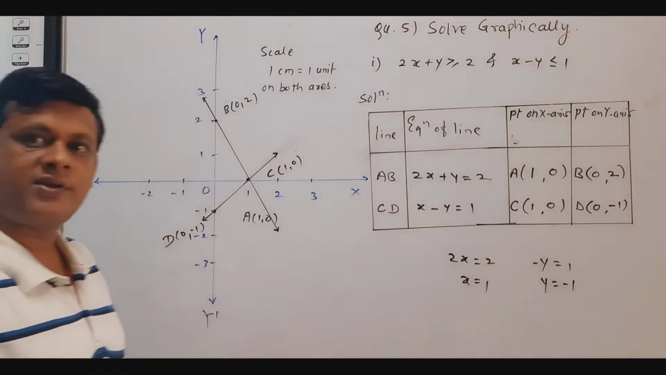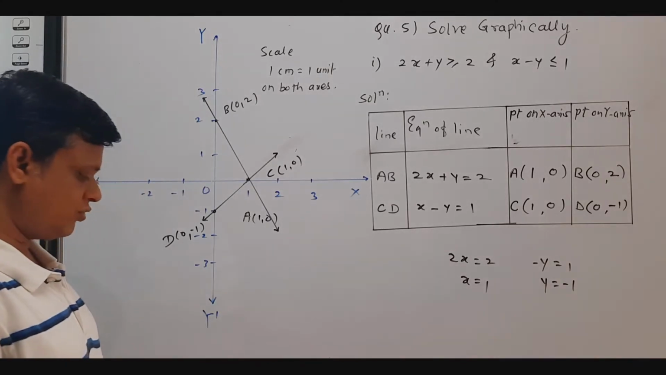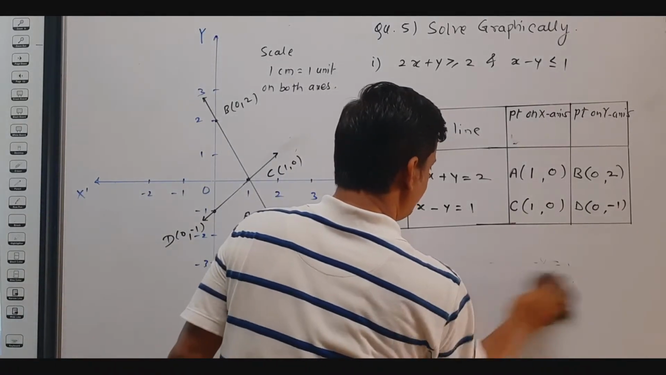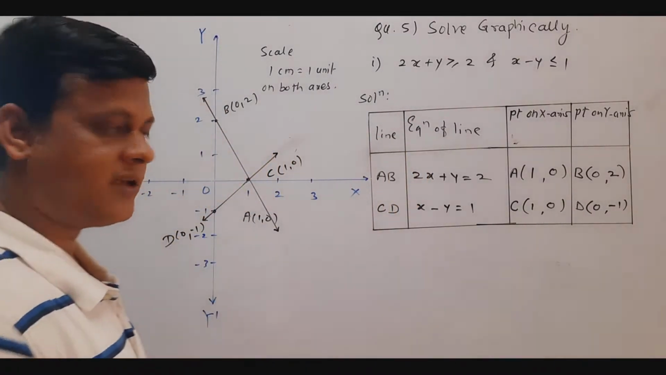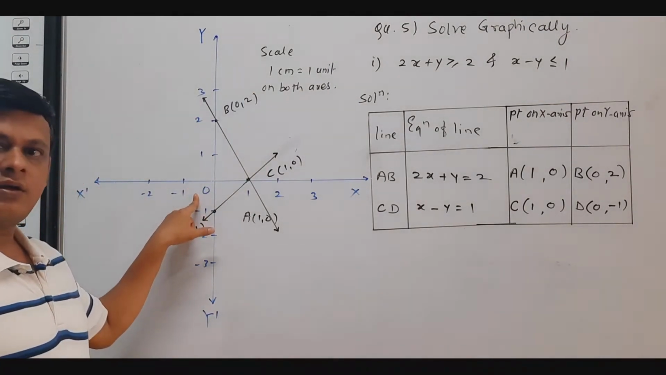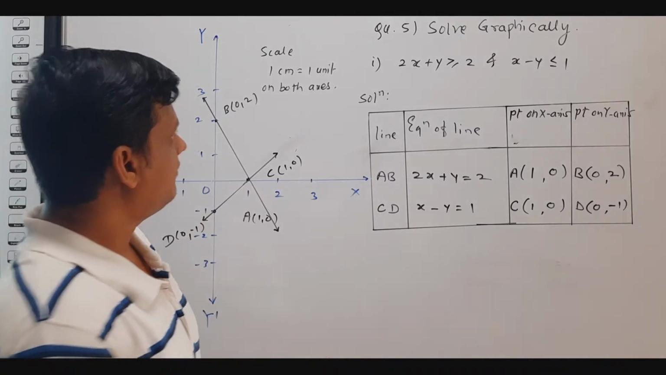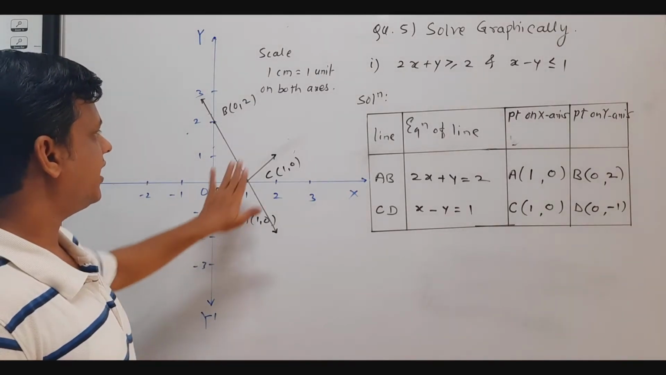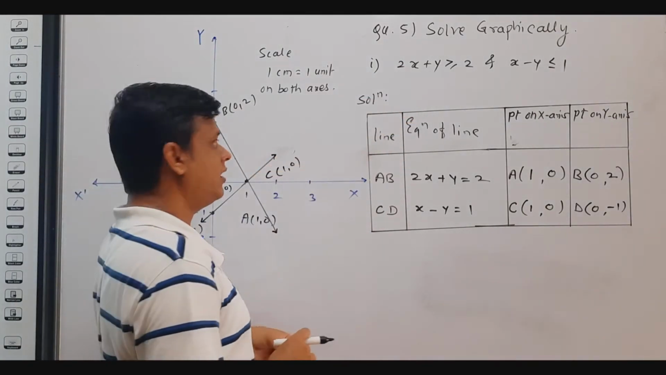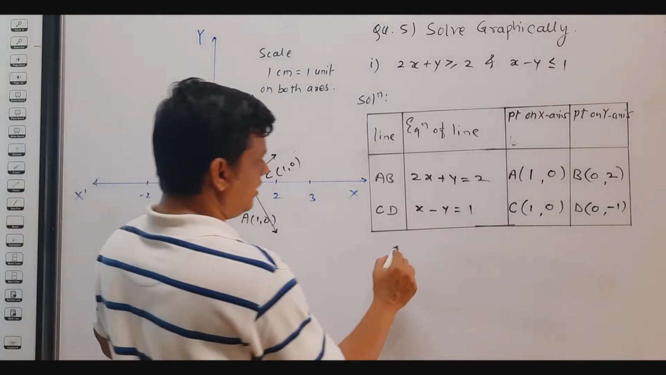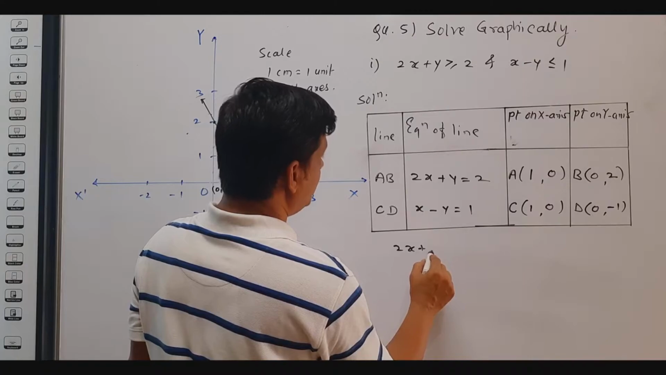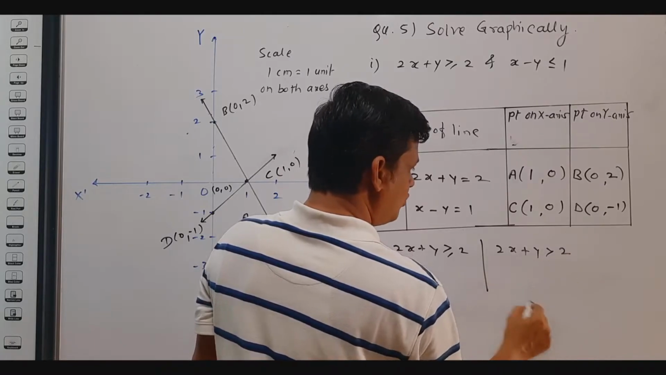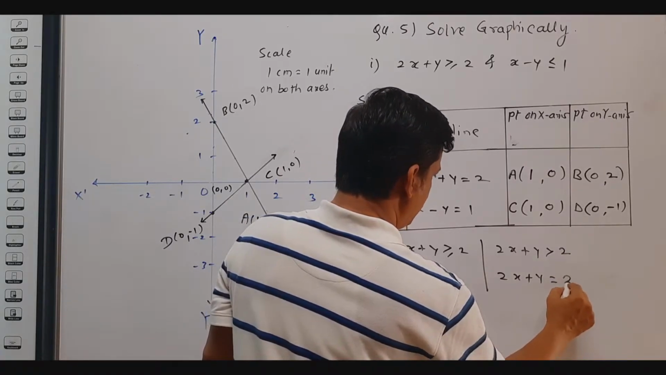Now we have to shade the feasible region, that is the graphical solution. First we check the inequations, and from each inequation we check whether a point satisfies that condition. Here we check the origin. The first inequation is for the graphical solution, that is for shading the graph. We check this first inequality with the help of the origin. So we check 2x plus y greater than 2, or 2x plus y equals 2.